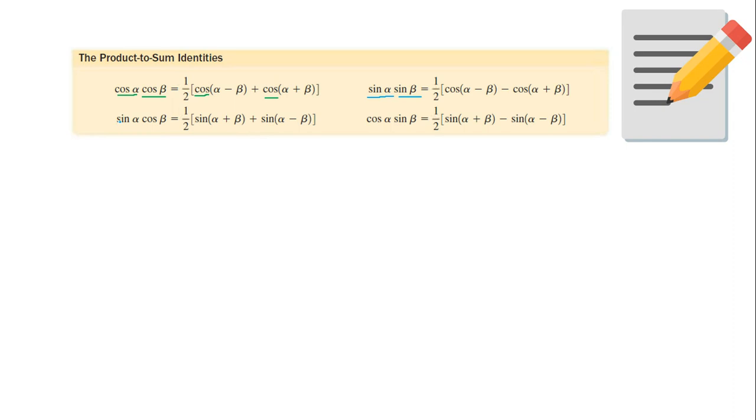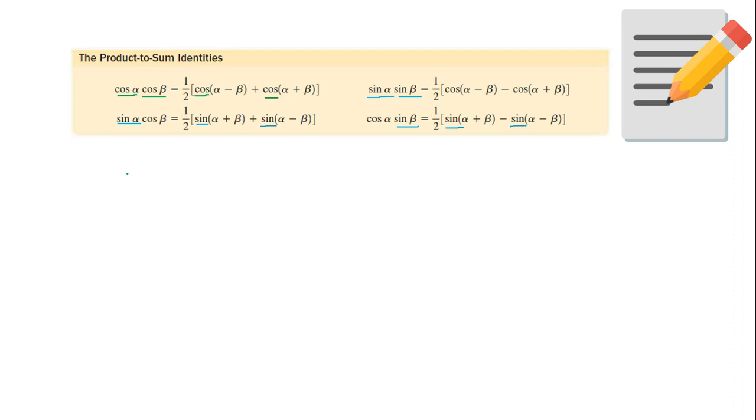You could also have either sine times cosine or cosine times sine. So sine times cosine is going to be one half times the quantity of sine of the sum of those angles plus the sine of the difference of those angles. And lastly, cosine times sine is going to be one half of sine of the sum of those angles minus sine of the difference of those angles.